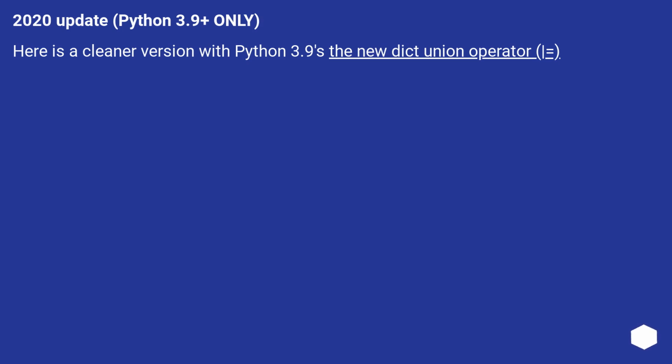(2020 update, Python 3.9 plus only). Here is a cleaner version with Python 3.9's new dict union operator, vertical bar equals.